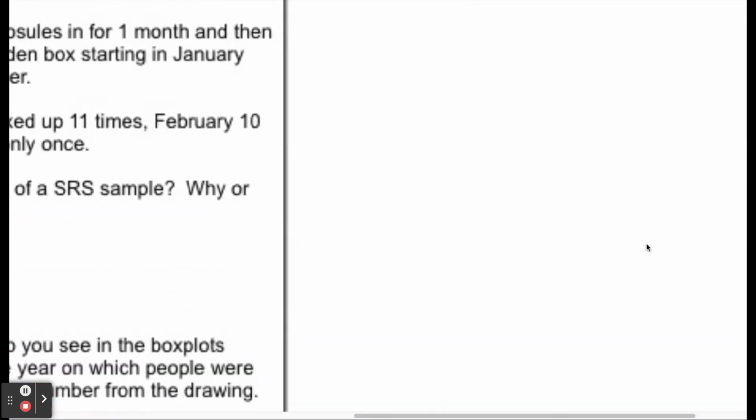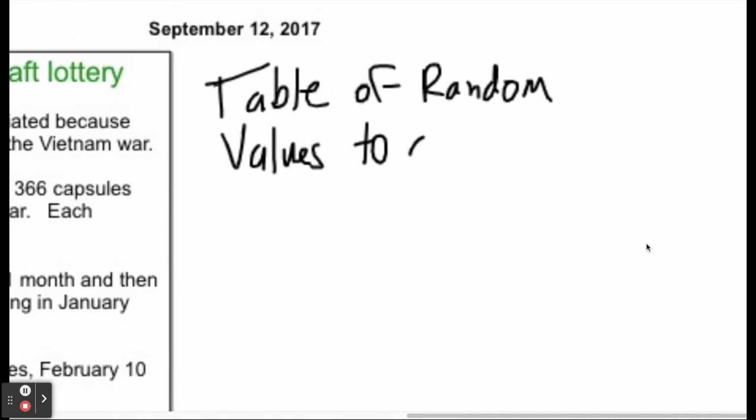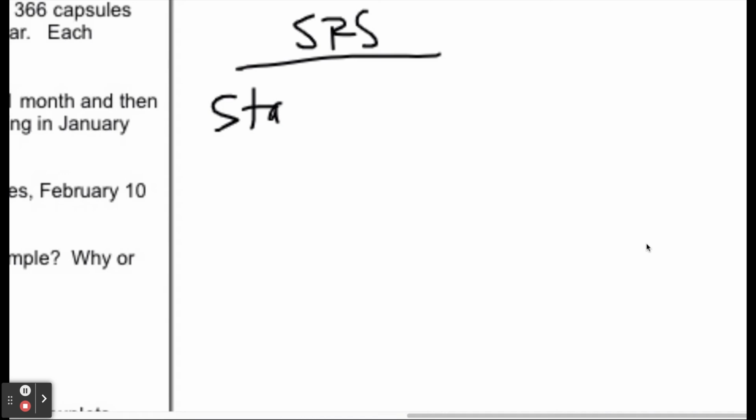Okay? So that's what we're going to use, but we have to follow some rules here. All right? So when you are using a table of random values to conduct an SRS, there's basically 2 rules you need to follow. Again, you need to start at 0. I mentioned that earlier. Okay?